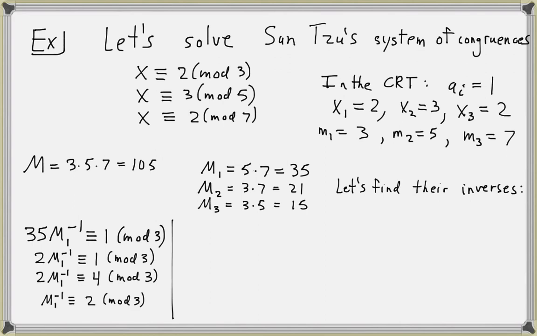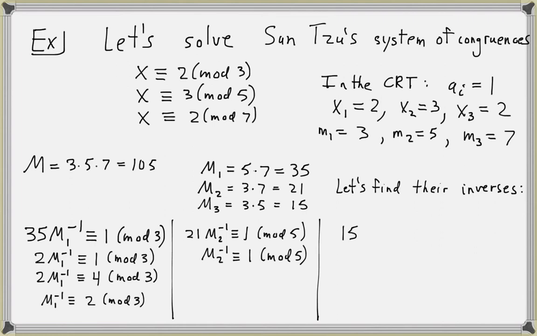Then m2 is 21, so 21 times m2 inverse will have to be congruent to 1 mod 5. Well, 21 is already 1 mod 5, so m2 inverse is 1 mod 5. Similarly, m3, which is 15, times m3 inverse will have to be 1 mod 7, but 15 is already 1 mod 7, so when I rewrite it as 1, I see that m3 inverse will be congruent to 1 mod 7. So let's put all this together.